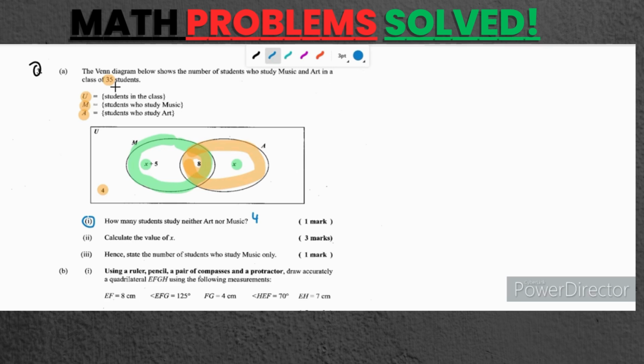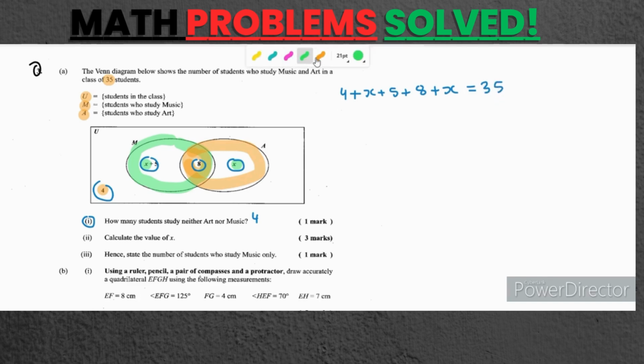You know the total number of students, that is 35. So if you add all of this, like 4, x plus 5, 8 and x, you will get the total number of students. So I will write here 4 plus x plus 5 plus 8 plus x. That will be equal to the total number of students in the class, right?